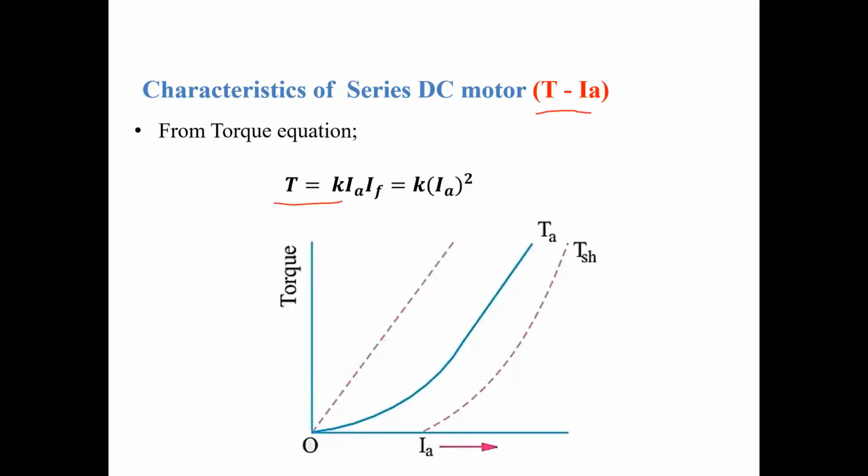So from the torque equation, torque equals K IA times IF, but IA and IF are the same. So torque equals K IA square. So the relationship between the armature current and the torque will be a square parabolic equation. So this is a developed torque and this is a shaft torque.